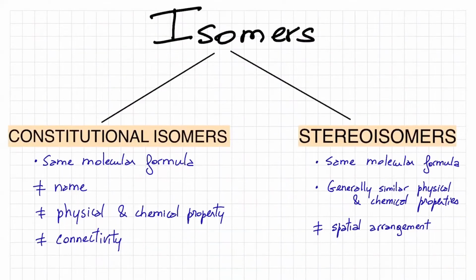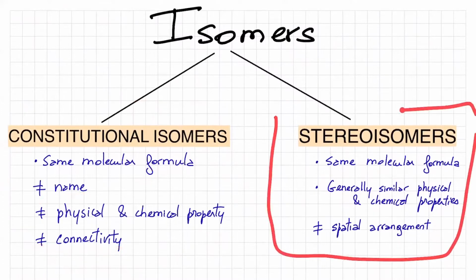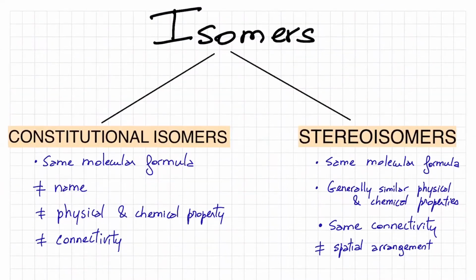Based on all those examples I gave you, now you can understand this little chart that says we have the same molecular formula, but different names, different connectivity, etc. Now, let's go ahead and talk about stereoisomers. In the case of stereoisomers, like I said before, they have the same molecular formula, generally have the same physical and chemical properties, and the same connectivity, but the only thing that differs is the spatial arrangement. Let me show you what I mean by that.